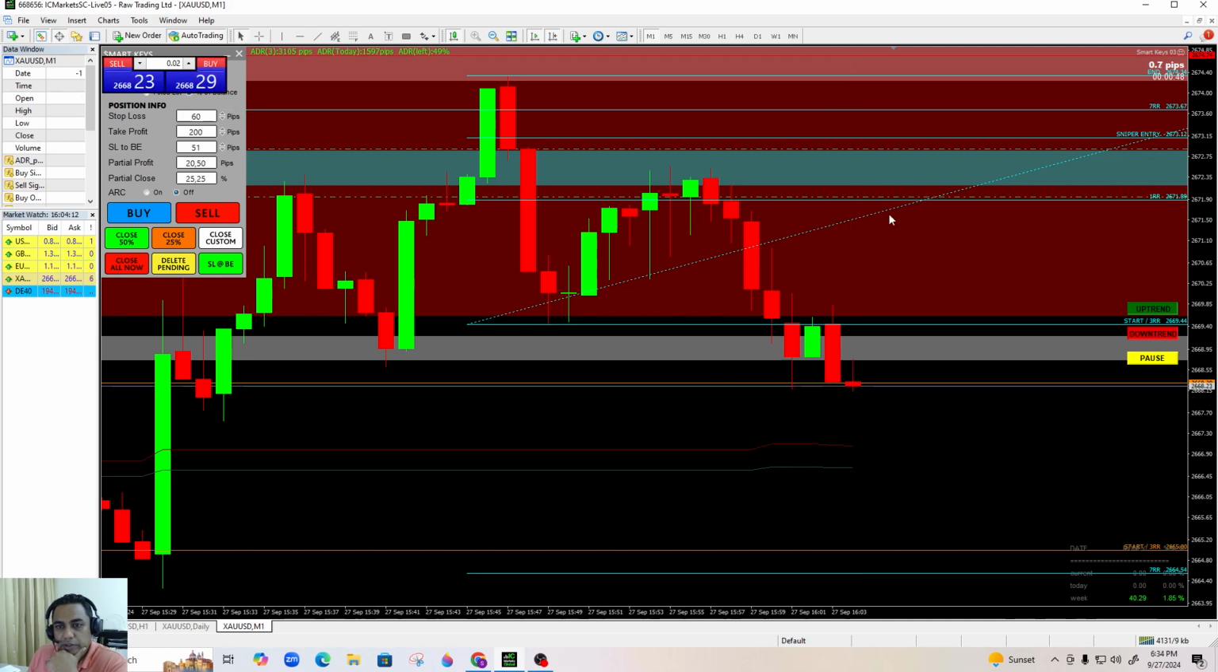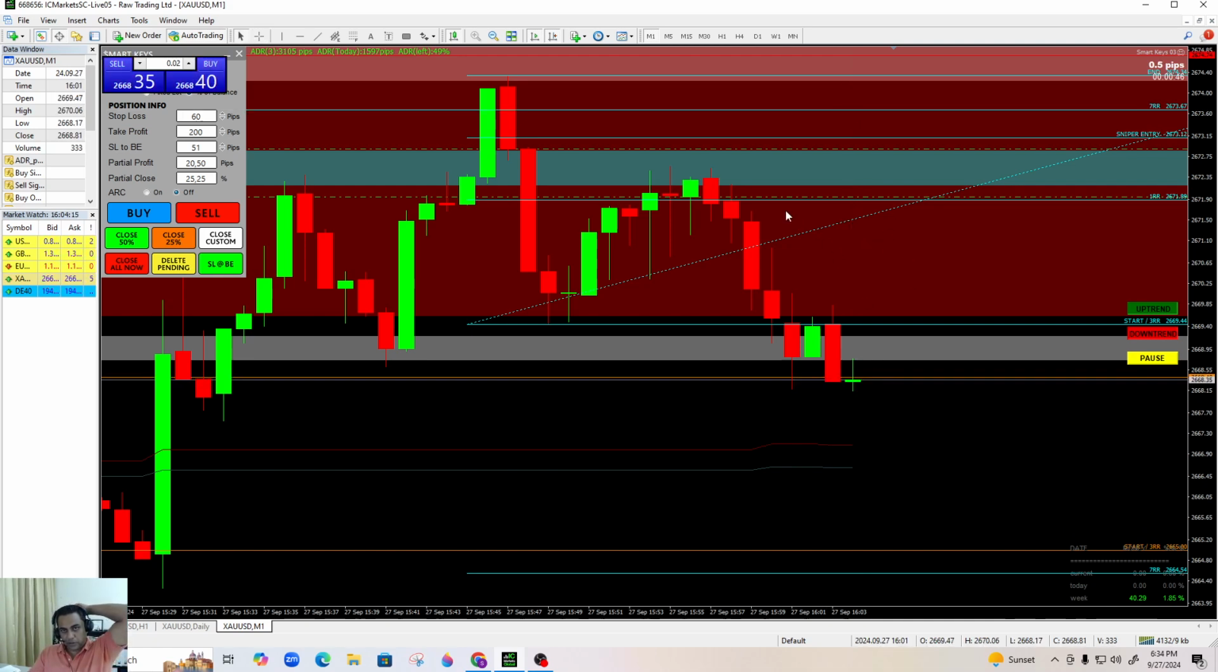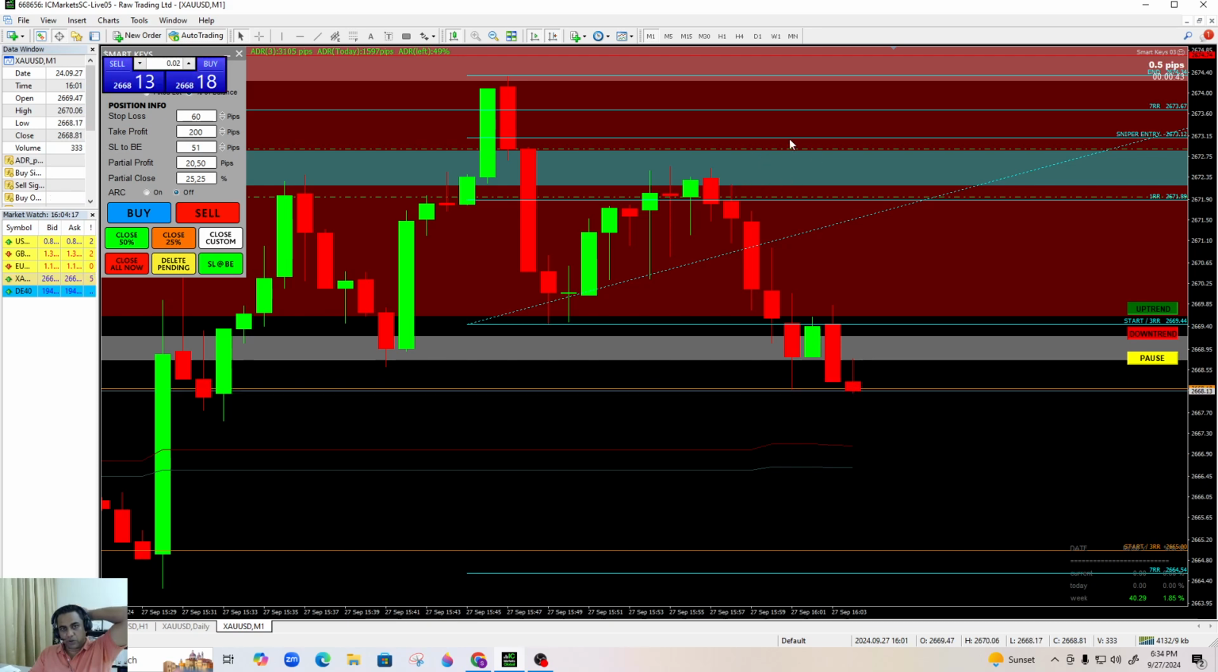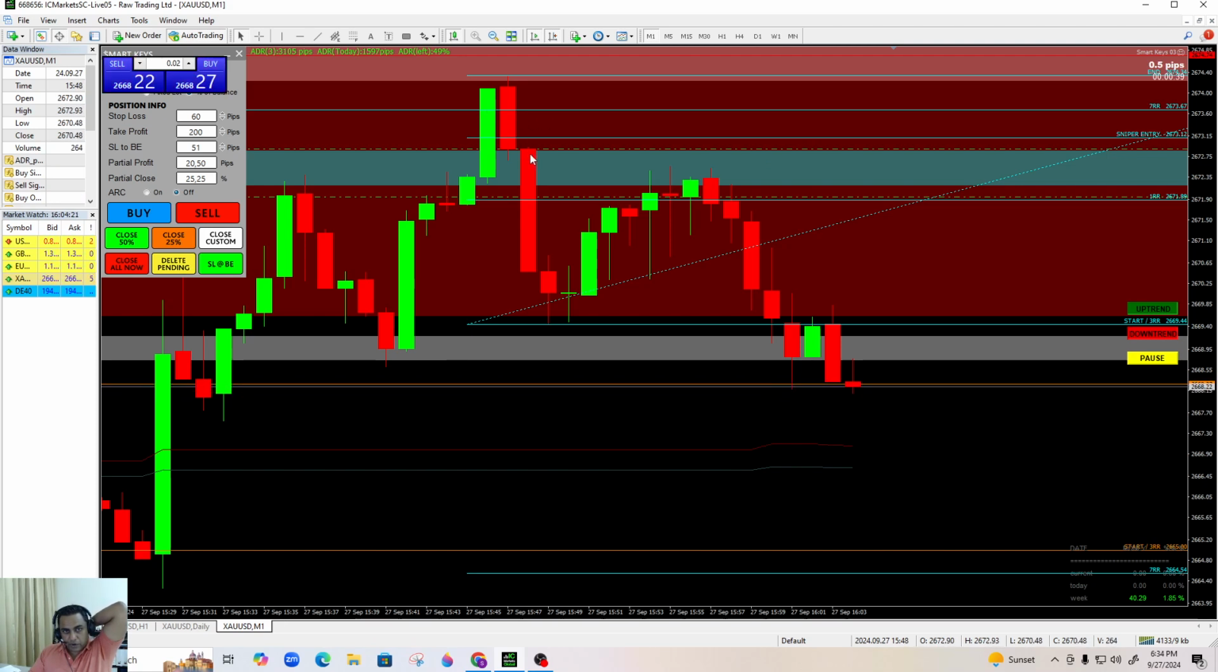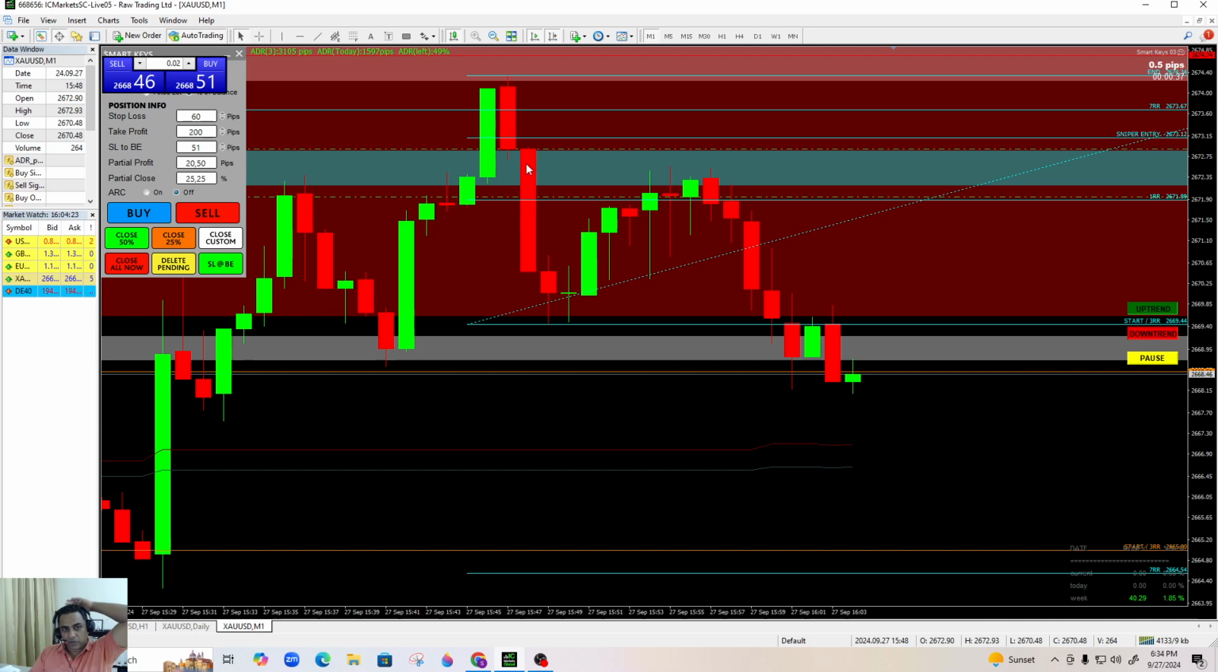Let's see. There is already a trade up there, so there's no need to take another one. Yeah, I would have loved to see a 1 minute supply zone here, but there isn't. There's just a rally and a drop.